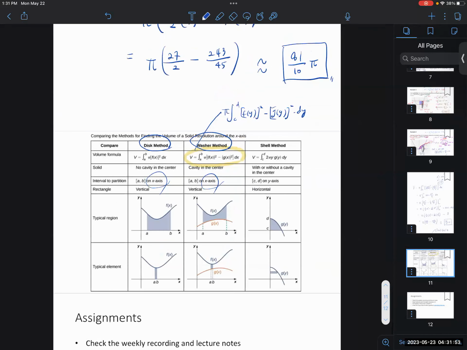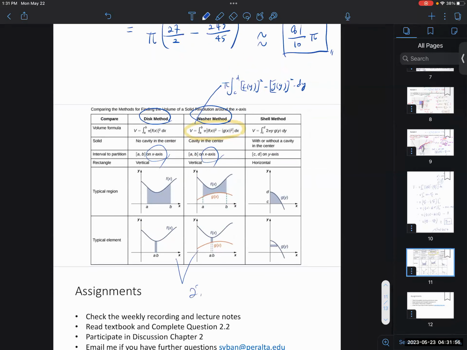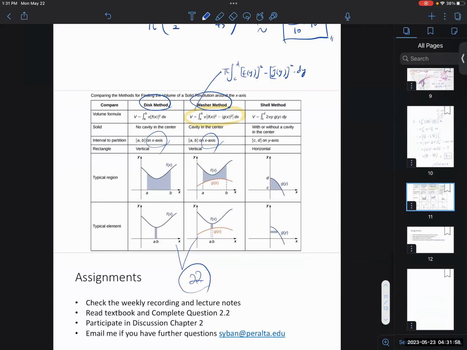Okay, so that's all about 2.2. And you can finish all the quizzes. If you have any questions, email me or go to the participation discussion board and help each other. So in 2.3, in the next video, I'm going to talk about another approach to find the volume, the shell method. So hang in there, we're going to get there. But so far, you have mastered the disk and washer methods, and you know the commonalities and differences. Check, check, check.